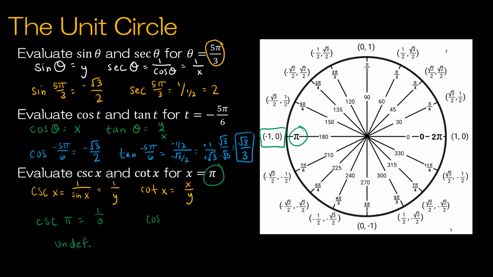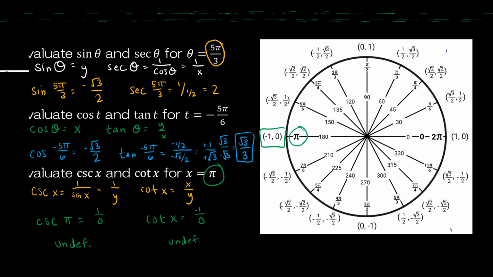Cotangent, I always want to write cosine, I apologize. Cotangent of x is x divided by y, so it's -1 divided by 0. Again, that's undefined. Now, we haven't talked about the graphs of these functions, but feel free to break out your graphing calculator and graph the function cosecant of theta or cotangent of theta. And notice that at the point of pi, you're going to have an asymptote for each of those functions.